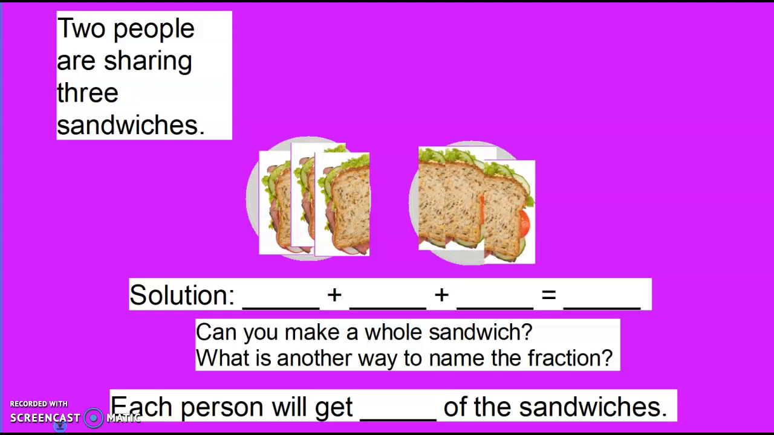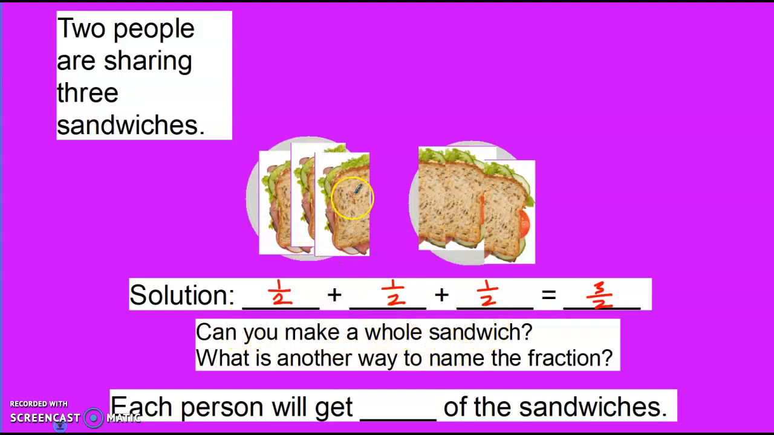Now, when you write the number sentence though, be careful. In this case, each person gets 1/2. Each piece is called 1/2. So we have 1/2 plus 1/2 plus 1/2 equals 3/2. However, look at the numerator. It is greater than the denominator. So answer this question: can you make a whole sandwich?